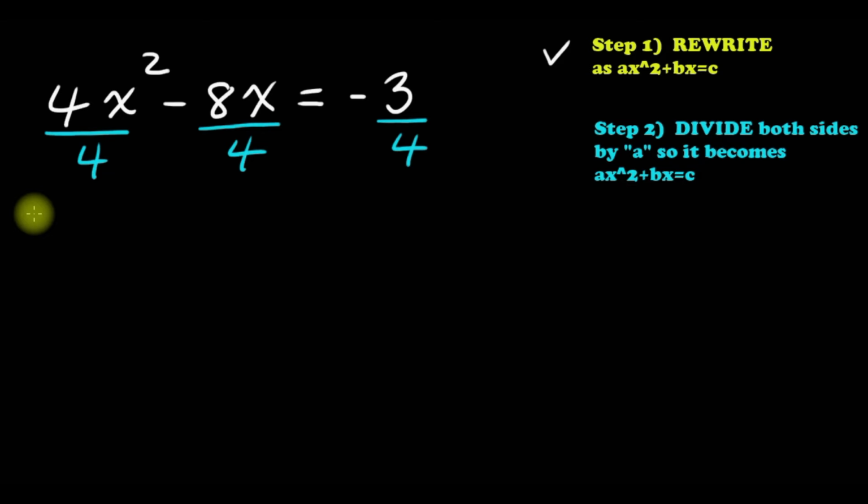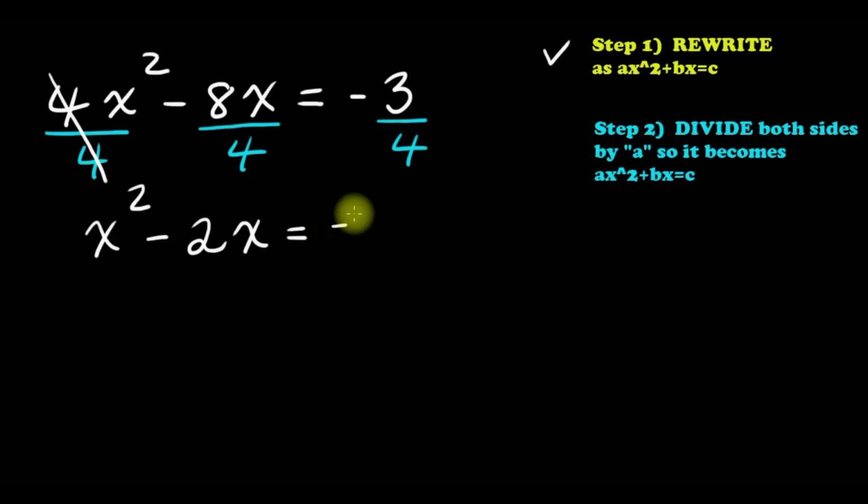Let's go ahead and simplify this. Here 4 over 4 is 1, so those cancel out. So you're left with x squared, take away 2x, and then here you have negative 3 over 4, because 4 cannot go into 3 exactly. So we'll keep it as negative 3 over 4.